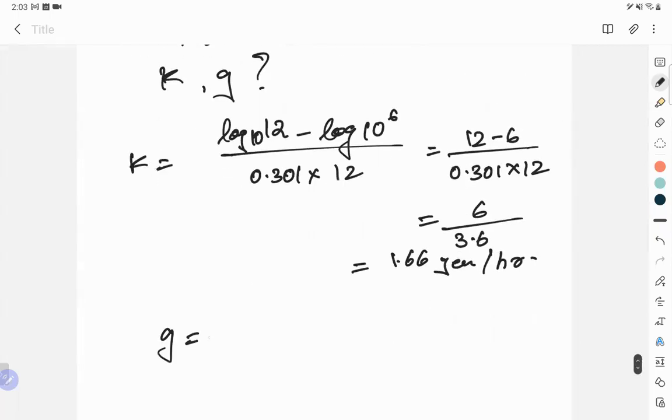While your doubling time is going to be 1 by 1.66, which is going to be 0.6 hours per generation. Okay, so all those who have got this answer, very good. You have done pretty well, but I can see some of you have made errors. So I hope you have realized where you have gone wrong. Any doubts about how to do this?